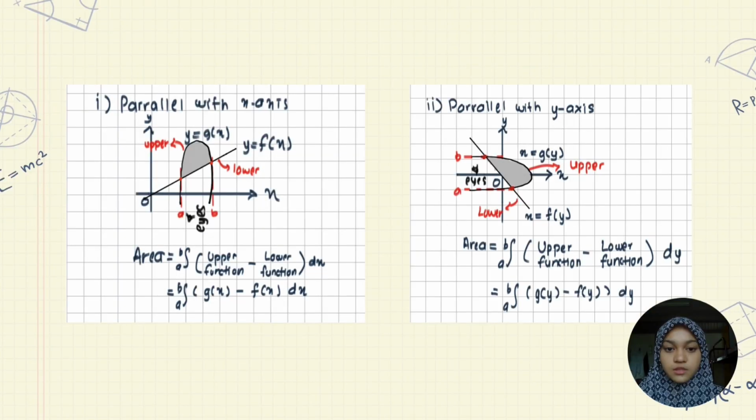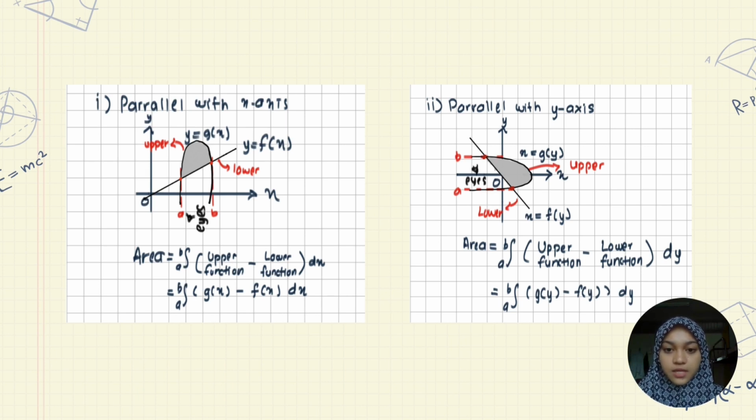So, this is an example of the graph. On the left-hand side is the formula for a graph that is parallel with the x-axis, while the right-hand side is the formula for a graph that is parallel with the y-axis. The formula for finding area is the integral from a to b of upper function minus lower function dx.